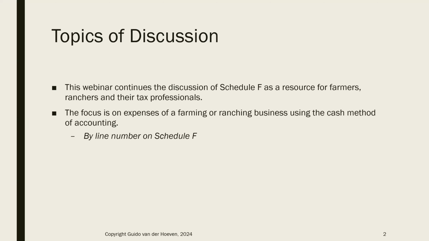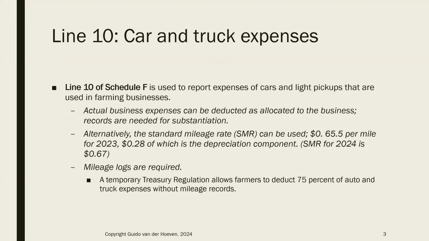So what we're going to look at tonight is a discussion of Schedule F, specifically focusing on the expenses of farming or ranching businesses. My focus, again, is going to be on the cash method of accounting, where a great majority, a little over 98.5% of American farms, use the cash method of accounting. We're going to go line by line, as we've said. So why don't we get started?